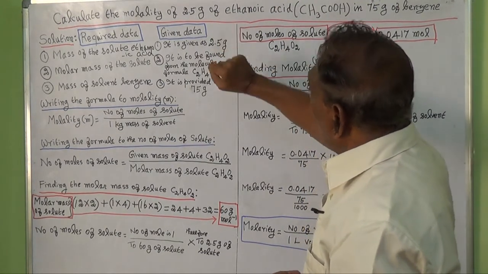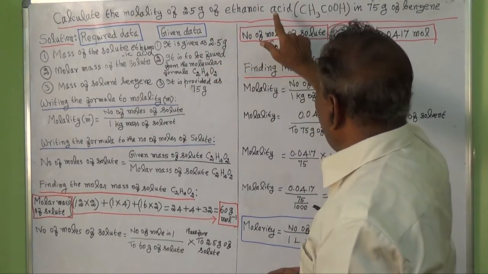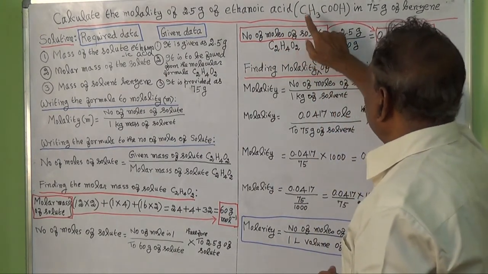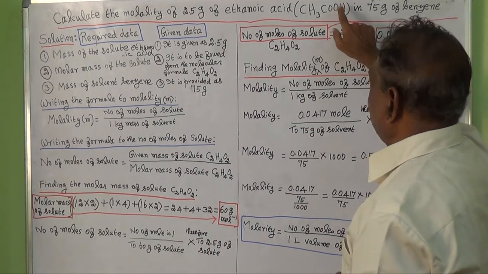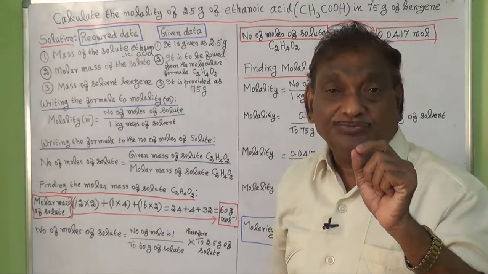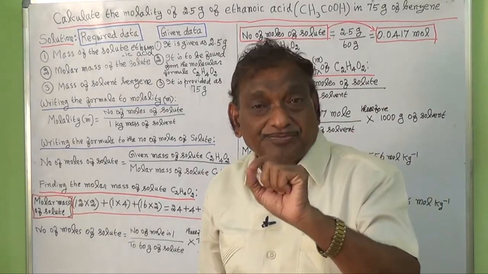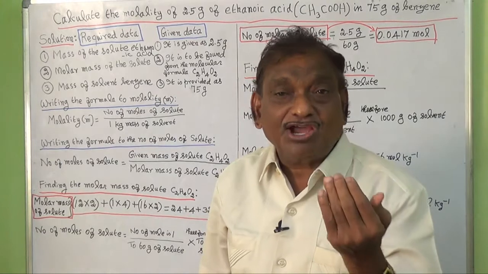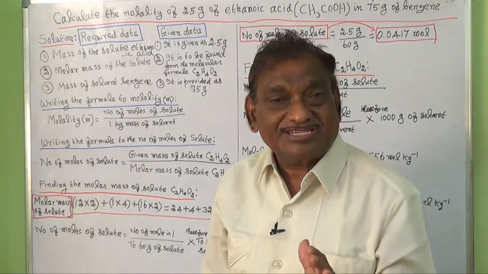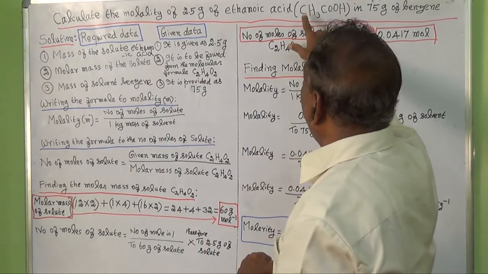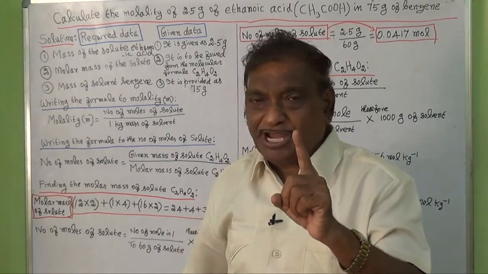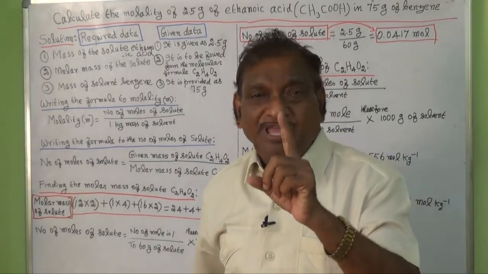The name of the solute is ethanoic acid. The formula of the ethanoic acid is CH3COOH. This ethanoic acid is an organic compound. It is the IUPAC name. The common name of the ethanoic acid is acetic acid. Why is it called acetic acid? If there are two carbon atoms, it is acetic acid. If there is only one carbon atom, the common name is formic acid.